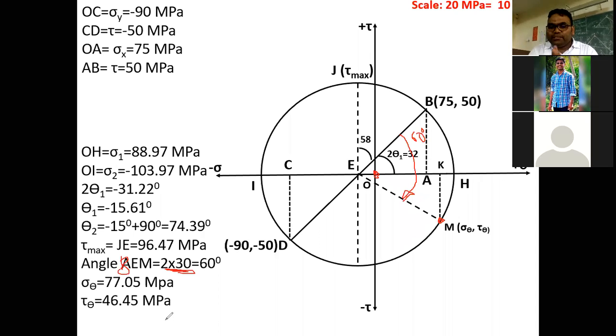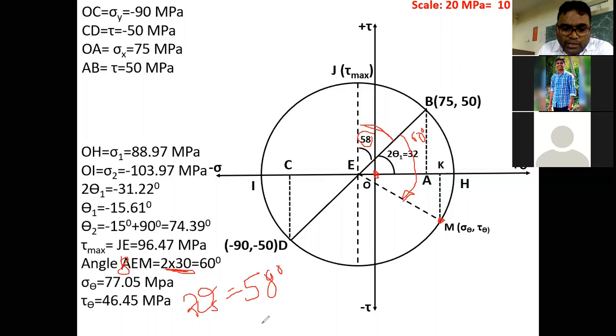So this is all about this numerical. And look, this was also asked in the question: what is the orientation of the shear plane? Just measure this angle, and this angle is 58. So 2 theta s will be 58, and theta s is equal to just half of this.